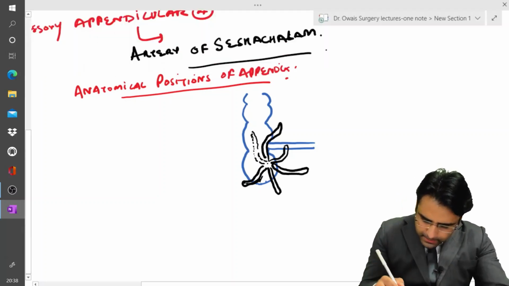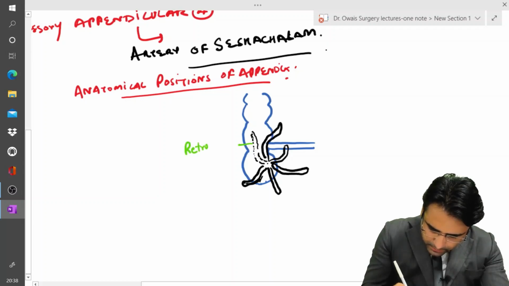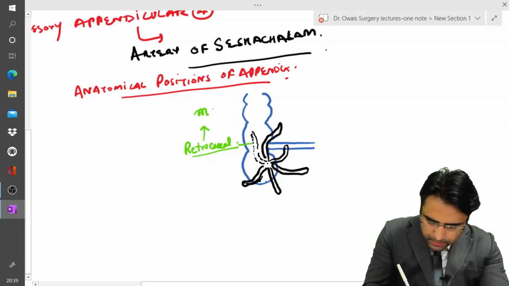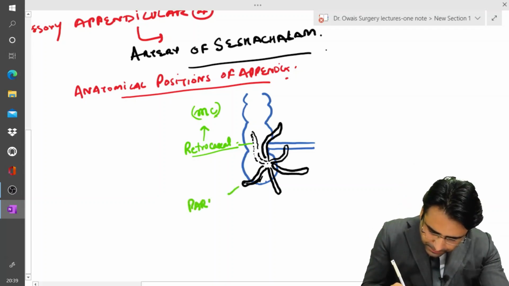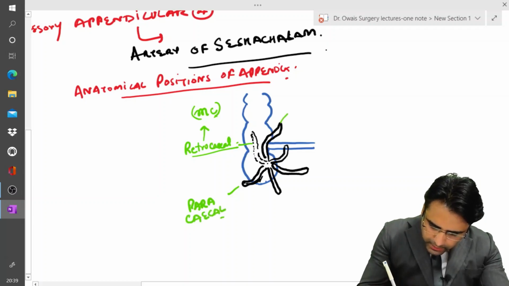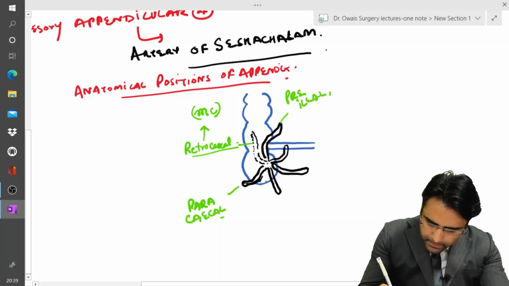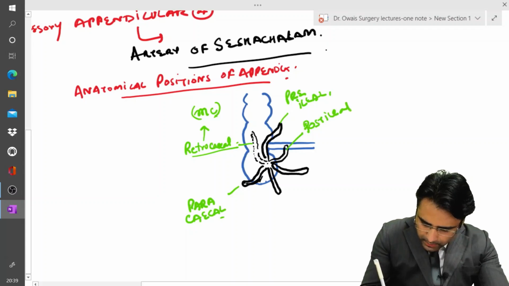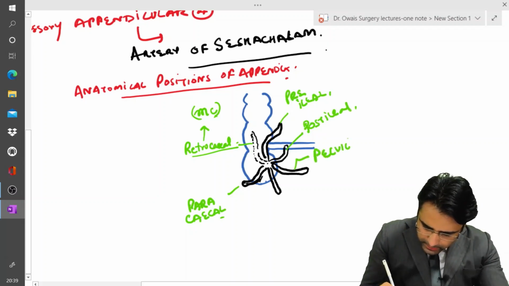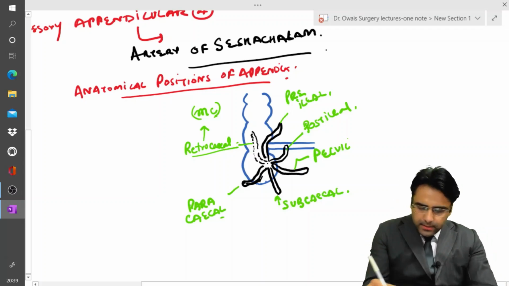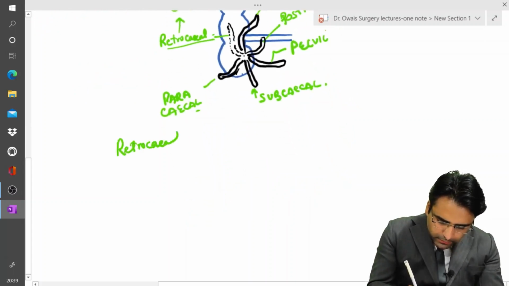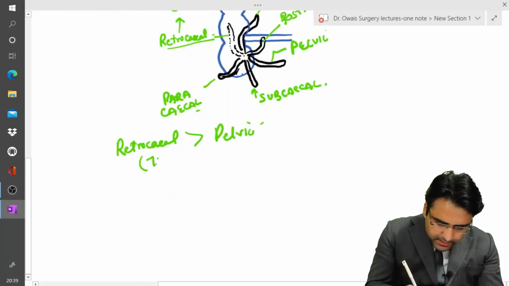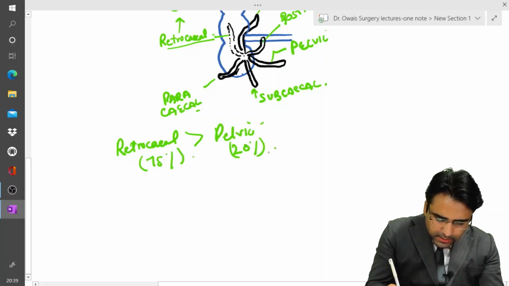Now if we label them, this is retrocecal, and retrocecal is the most common position of the appendix. Then this is paracecal, then pre-ileal, then post-ileal, then pelvic, and subcecal. One more position is subhepatic. Clear? The most common position is retrocecal, followed by pelvic. Retrocecal is present in 75% of cases and pelvic in 20% of cases.